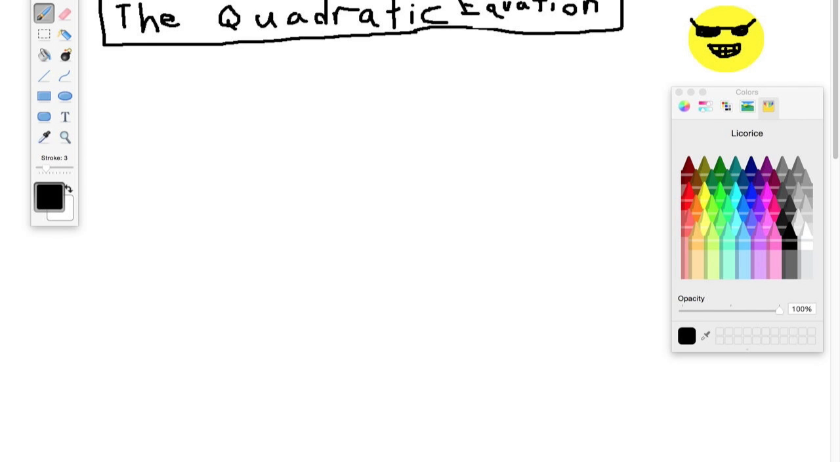Hello, today I'm going to show you how you can use the quadratic equation to solve quadratics. So first, I'm going to write down an example of a quadratic equation, and I'm going to explain to you what this equation means.